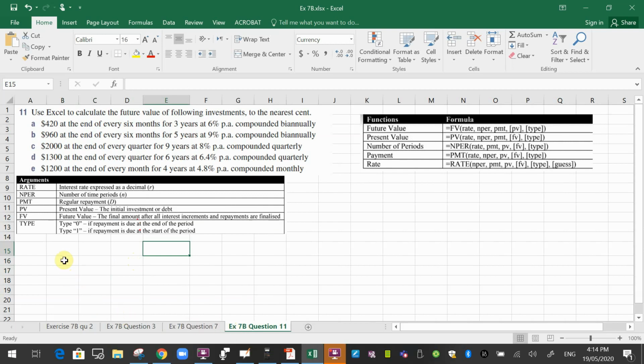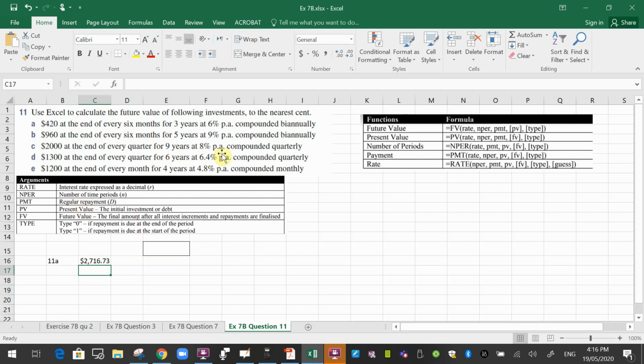Exercise 7B, question 11. 11A. What's it asking for this time? Future value again. Okay, so we'll start with equals FV, then the bracket. Now our rate. We have 6%, but it's compounded biannually, so twice a year. So we'll put 6% / 2 for twice a year, comma. We have number of time periods. Now it's 3 years, but it's twice a year. So this question, you've got to be careful of that one. 3 years, twice a year, so the time periods is 6, comma. And then the payment is just negative 420, bracket.